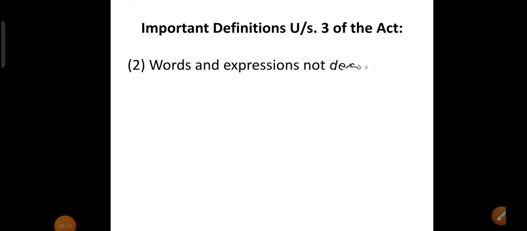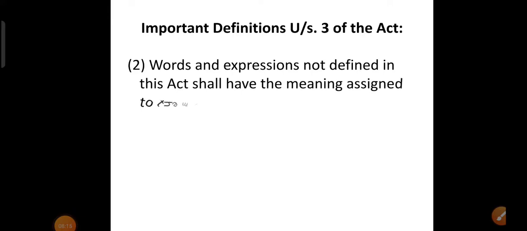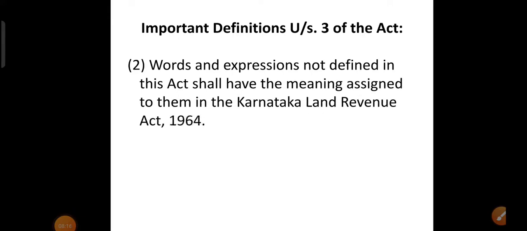And further, there are certain words and expressions not defined in this act. They shall have the meaning assigned to them in the Karnataka Land Revenue Act 1964.